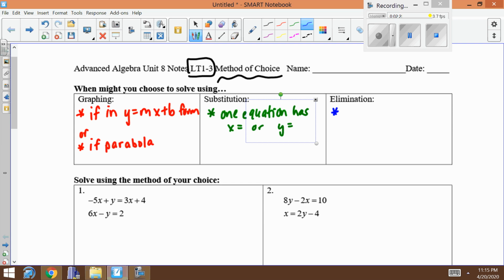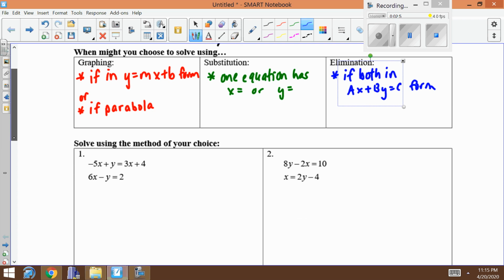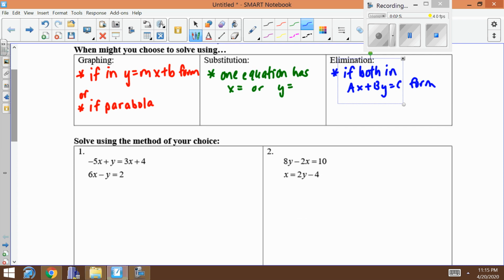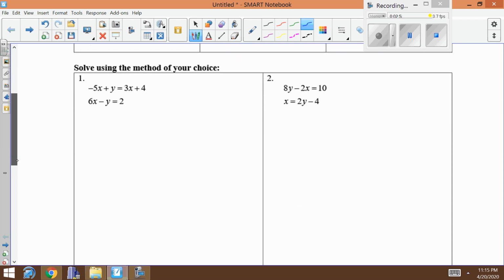Now, elimination is not to say that it's the last one that I choose, because it's a really great method, but I look for the other two first, and then I'm like, well, okay, it's not easy to do those. That means I'm going to do elimination. Not that it's the longest method, but I like to choose elimination if both are in standard form. If both are in ax plus by equals c form, then I'll be like, absolutely, I'm going to use elimination. So those are just some things to think about, but they're not always the end-all be-all of how we choose on these. So let's look at a couple examples.